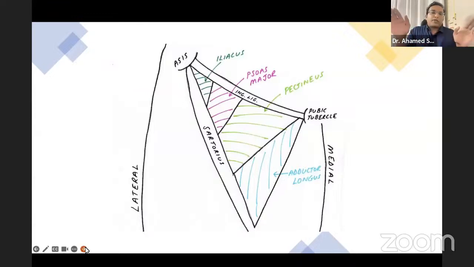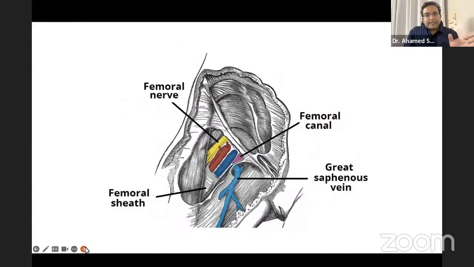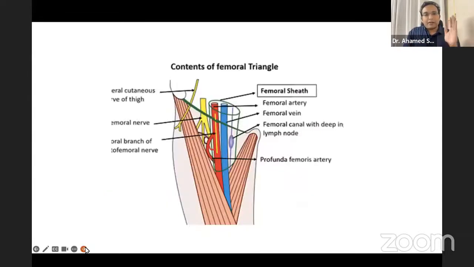The roof, the top portion, would be the skin, subcutaneous fascia, superficial fascia, and the deep fascia, which we otherwise call the fascia lata. The floor is formed laterally by the iliopsoas muscle, then the pectineus and the adductor longus, as seen here. Inside this triangle lies the femoral sheath. The femoral sheath encloses, most medially, the femoral canal, which contains lymph nodes like Cloquet and Rosenmuller. Then comes the vein, then the artery laterally, and then the nerve. The nerve actually lies outside the femoral sheath. It can be remembered by the mnemonic, medial to lateral, as NAVY: vein, artery, and nerve.